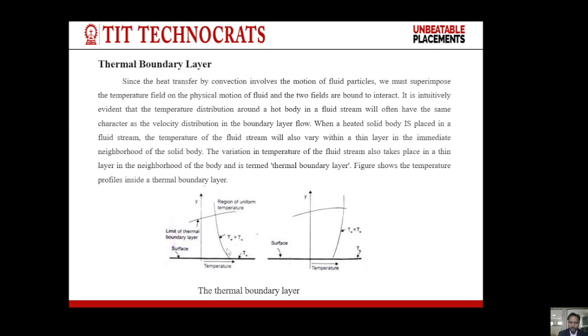We can observe here that the plate temperature TW is greater than the fluid flowing temperature. That's why, due to the temperature gradient, we are also getting a thermal boundary layer profile here.